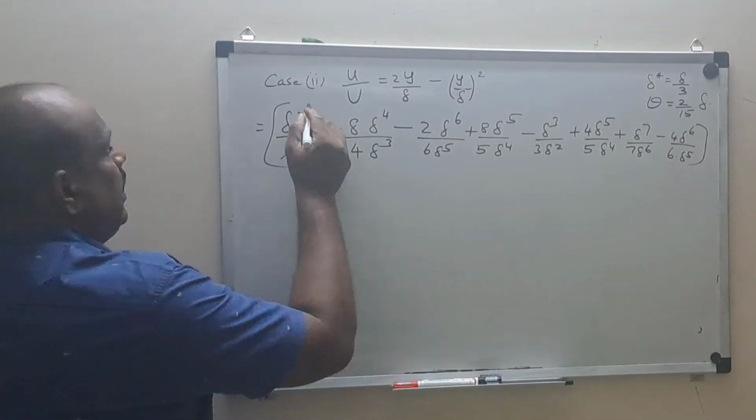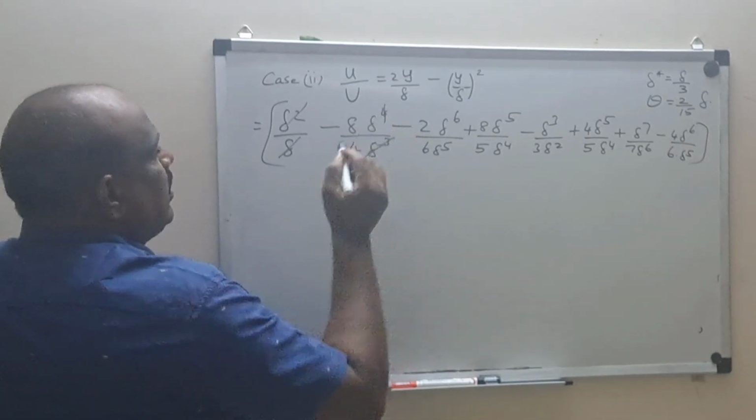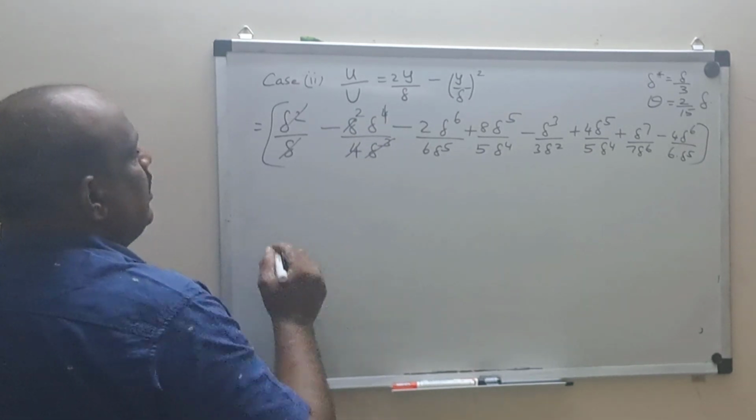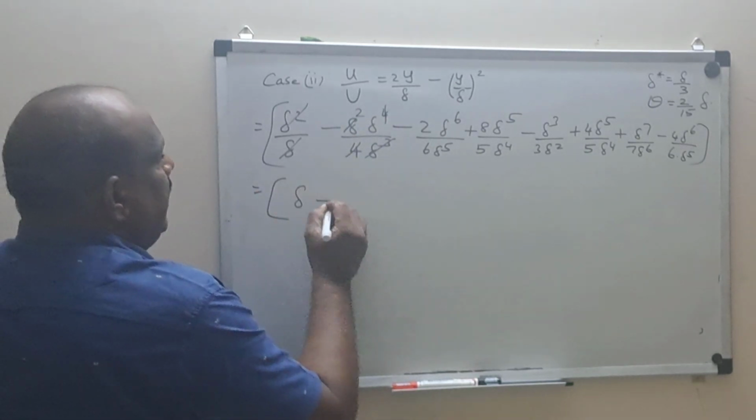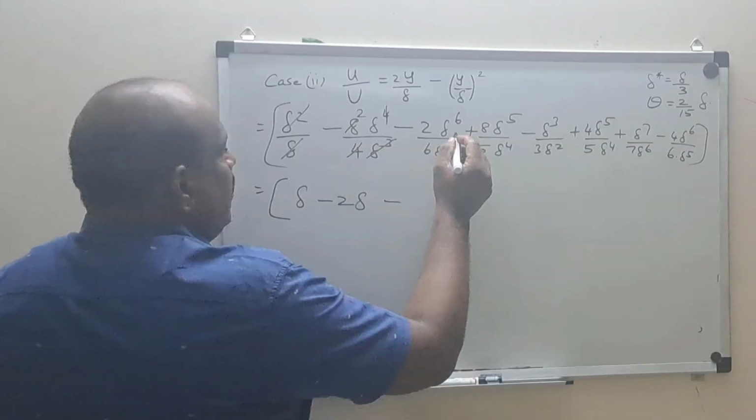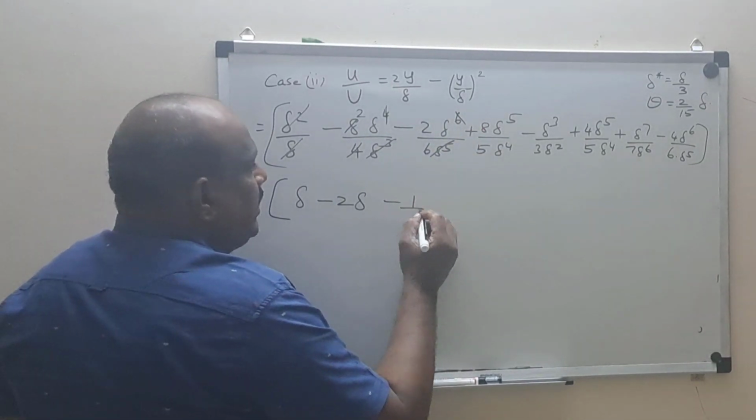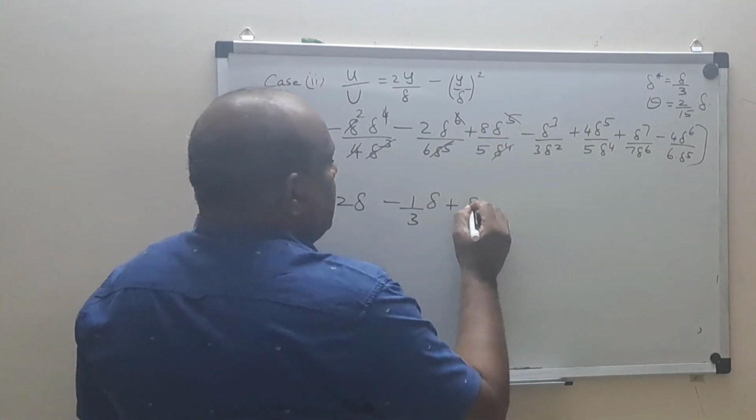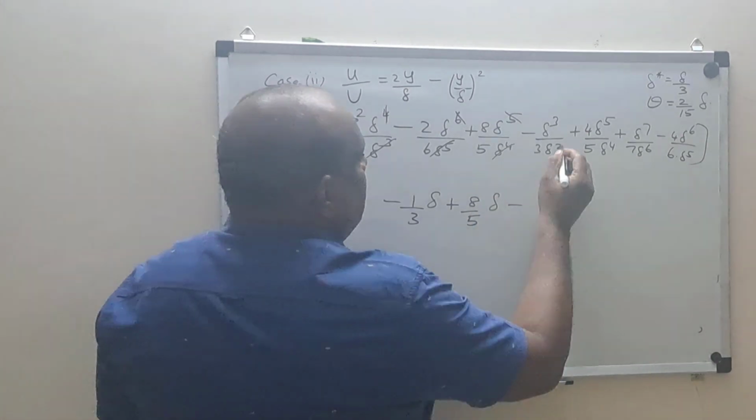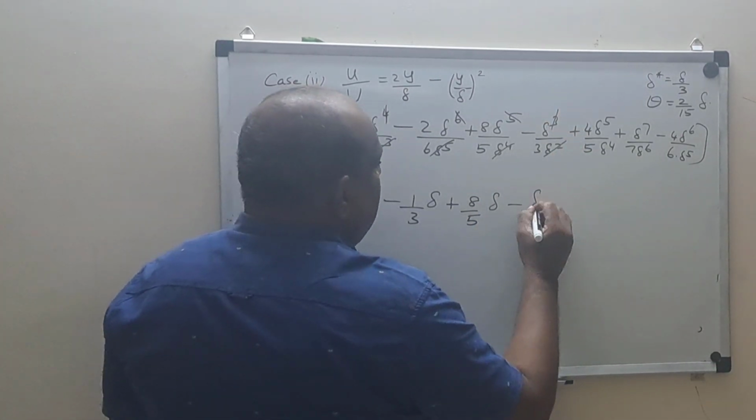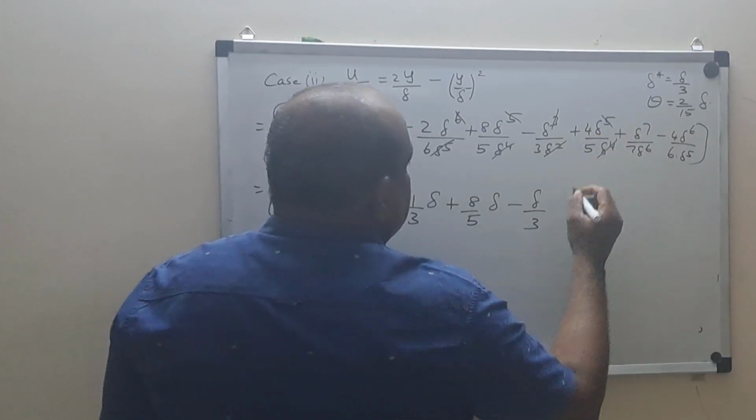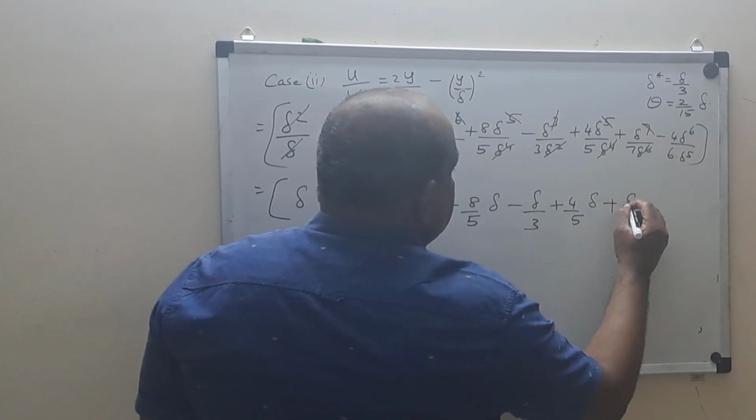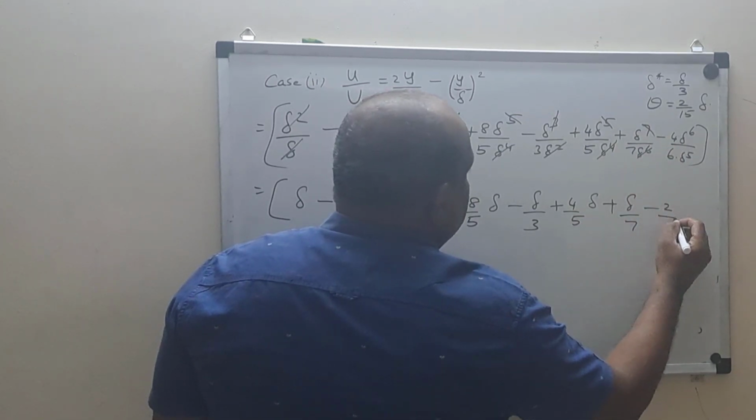Okay, so this delta will get cancelled, delta cube and this will get cancelled, and 4 by 8 will become 2. So it becomes delta minus 2 delta. Here delta^5 and delta^5 will get cancelled, so 1 by 3 delta. This delta^4 and delta^5 will get cancelled, plus 8 by 5 delta. Delta squared and delta squared get cancelled, so it's delta by 3. This also gets cancelled, so just 4 by 5 delta. This will become delta by 7. It will become 2 by 3 delta.